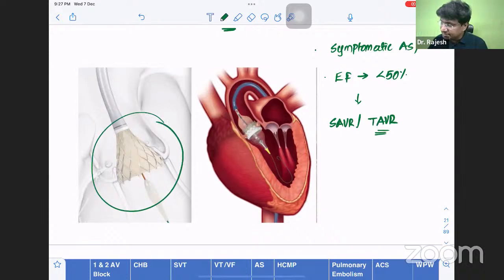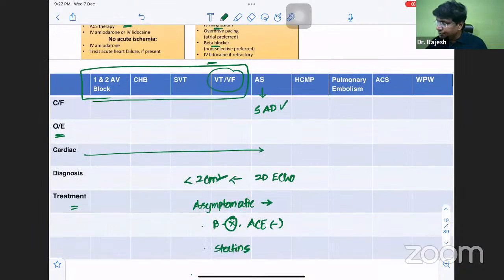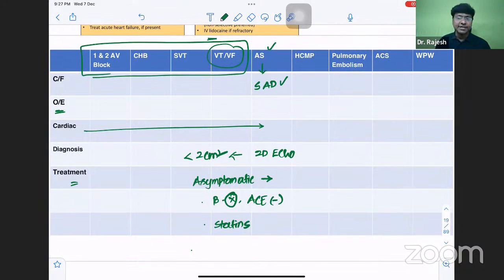So this is nothing but your TAVR, transcatheter aortic valve replacement. It can be done through the femoral route or also through the carotid approach. So symptomatic aortic stenosis, definitely you need to do surgical treatment. Either surgical aortic valve replacement by cutting open the chest, removing the valve and replacing it with a new prosthetic valve, or through the femoral route, minimally invasive, transcatheter aortic valve replacement can be done. So that is about aortic stenosis, which can cause the syncopal attack.